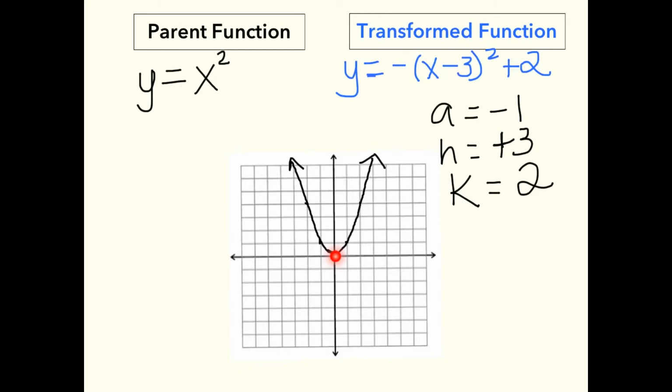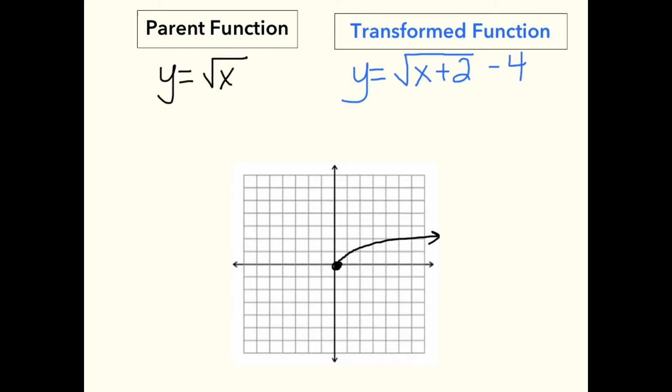So you always start from your key point, which on a quadratic function is 0, 0. And we're going over 3 and then up 2. So there is our new key point, and it's right here. Now we don't want to just start drawing our parent function because remember it's reflected. So now we're going to go this way. So there's our transformed function. We reflected it, we moved over 3, and we went up 2.